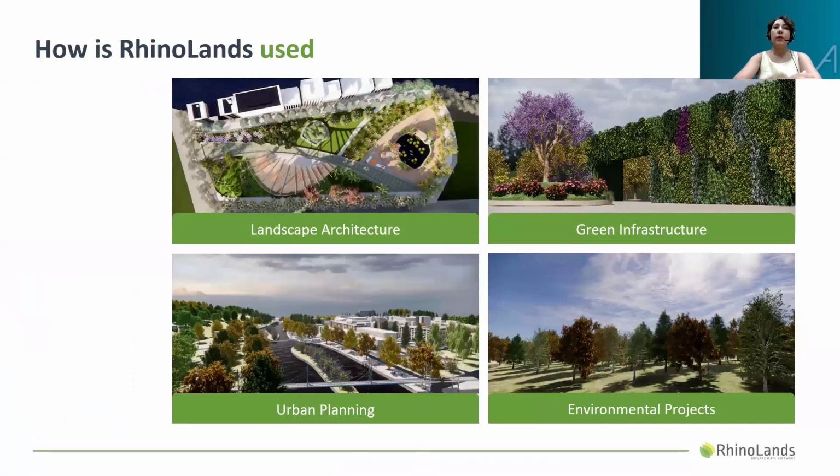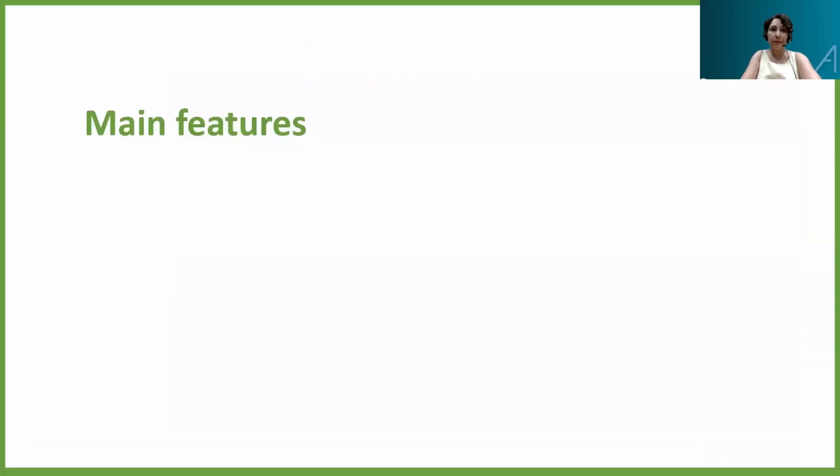Okay, so let's see how the program is used. Basically, it is for landscape architecture, but in addition, it is used for green infrastructure design used by civil engineers, for urban planning design, and for environmental projects. For example, we can easily model a forest by using the tools of RhinoLands. So let's see its main features.